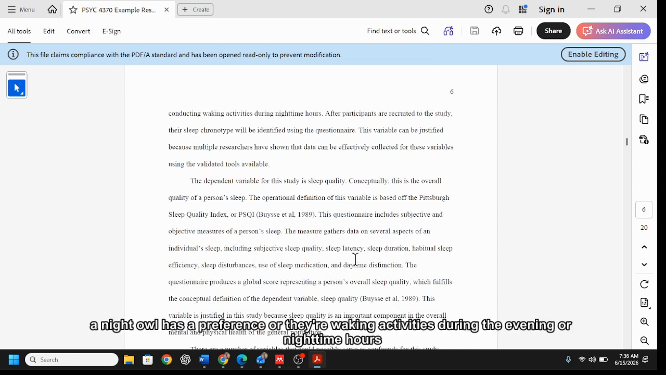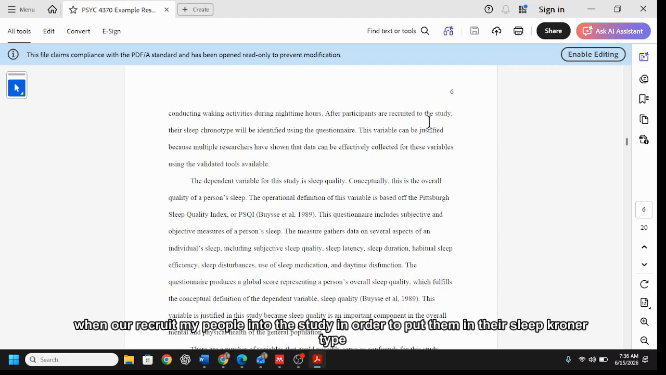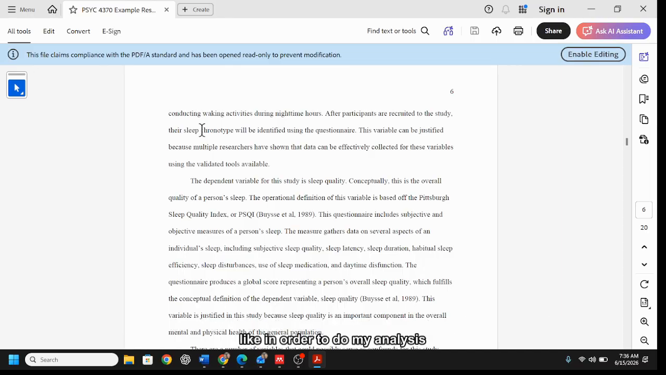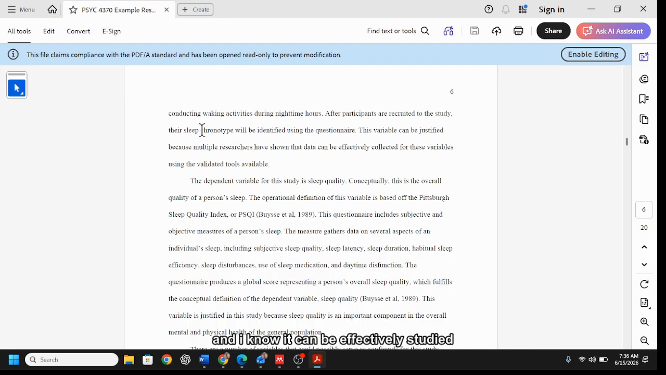A night owl has a preference for their waking activities during the evening or nighttime hours. Now, talk about how I'm using that measure there, because I need to use my measure at the beginning when I recruit my people into the study in order to put them in their sleep chronotype, in order to do my analysis, okay? I'm justifying this variable because multiple researchers have already studied it, and I know it can be effectively studied by collecting data using that tool.